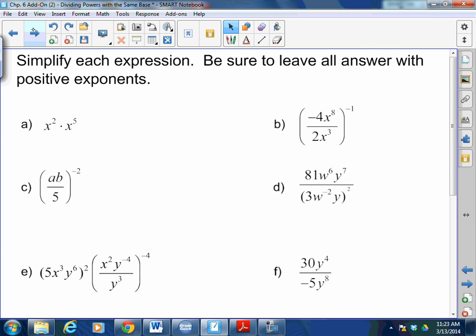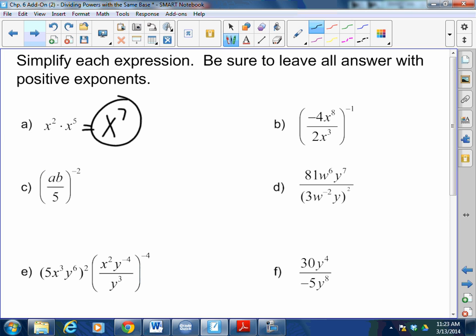Okay, let's just do a general overall practice. Leave all answers with positive exponents. X squared times x to the 5th, x to the 7th. That should have been a no-brainer. B. I've got a negative 1 that I've got to distribute. So I'm going to have negative 4 to the negative 1, x to the negative 8, and let me put that negative 4 in parentheses, over 2 to the negative 1, x to the negative 3.